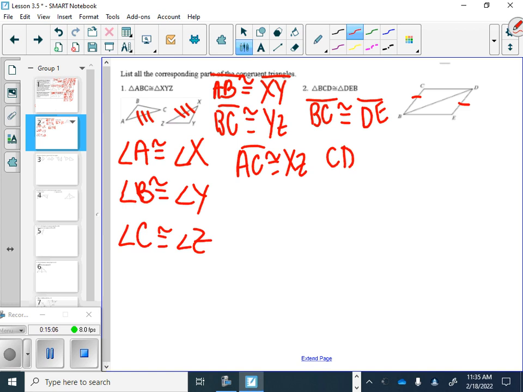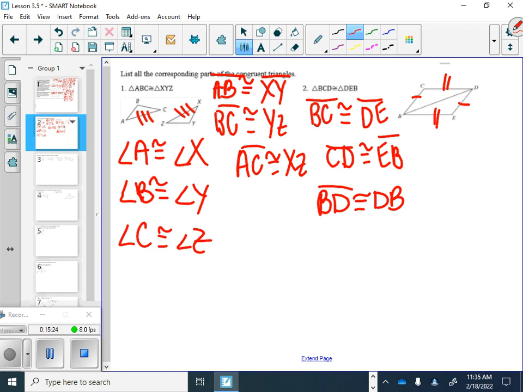What's congruent to CD? EB. Last two letters. And then what is BD congruent to? DB. But what do you notice about BD and DB? On the picture. It's the same line. Yeah, it's the same line. Okay, we'll talk more about that in a little bit, but that comes up a lot in this unit, is something being congruent to itself because it's the exact same thing.